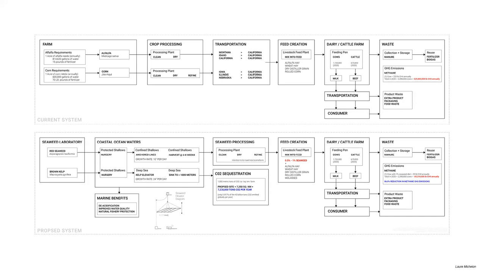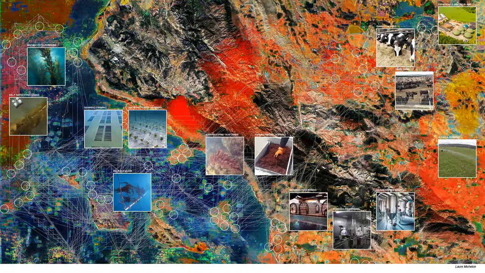The diagram is showing the traditional system of how cows get fed versus what I'm proposing. I think a lot in diagram, so you're going to see a lot of diagrams. The proposed site just north of us off the coast of Ventura extends inland to near around Bakersfield.